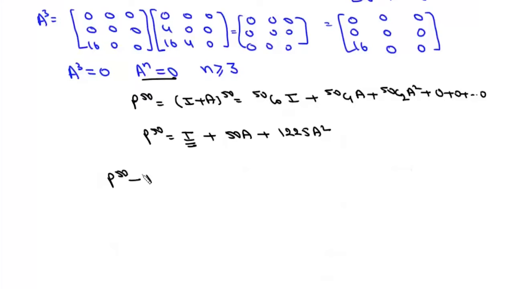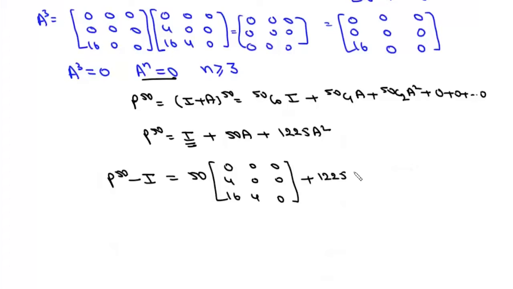Now we'll take this I on the left hand side, so we can write P to the power 50 minus I will be equal to 50A, and A is 0 0 0, 4 0 0, 16 4 0, plus 1225 into A square, and A square is 0 0 0, 0 0 0, and 16 0 0.